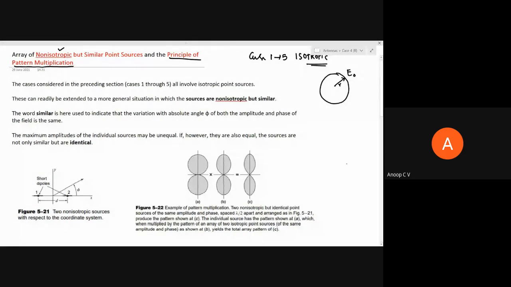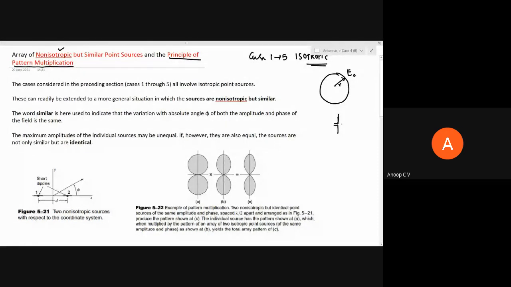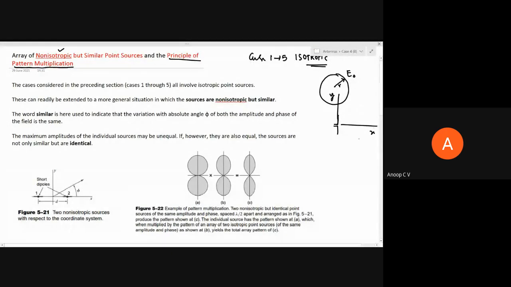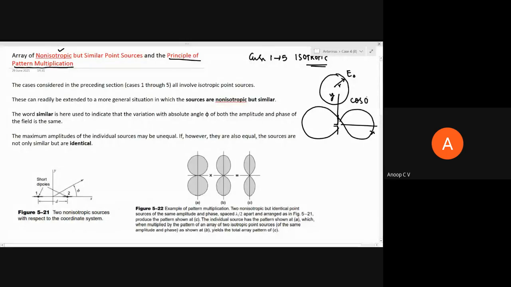If it is non-isotropic, it can be directional, right? For example, if it is a short dipole, and you keep this dipole in the xy plane like this, it will radiate maximum along plus x and minus x. So you can write the pattern as almost a cos phi pattern.